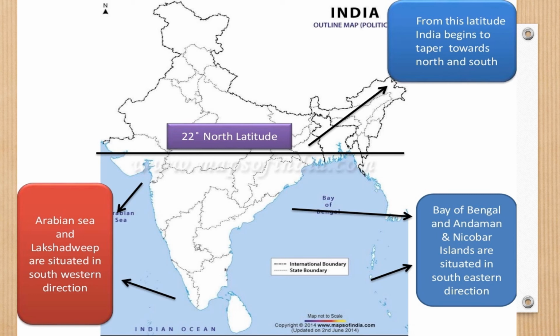The 22 degrees north latitude shown to you in the middle of the map also depicts that it is from here, in the northern and southern direction, that the Indian landmass begins to taper or reduce in size. That means at this 22 degrees north latitude, India is very, very broad. But as you go northwards, India begins to taper, make a peak formation. And as you go southwards, also India begins to taper.